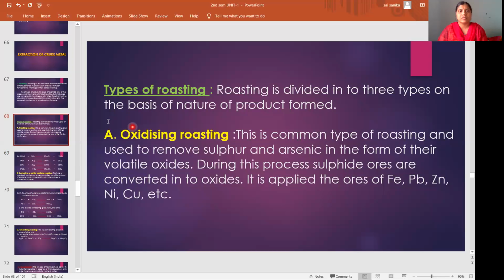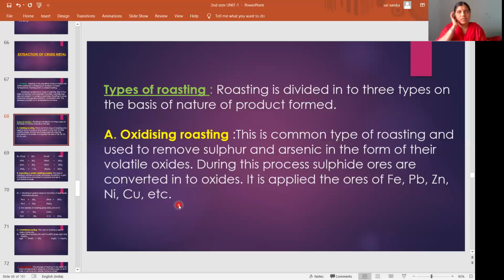The first one is oxidizing roasting. This is the common type of roasting and is used to remove sulfur and arsenic in the form of their volatile oxides. So why do we use this roasting? Whatever sulfur and arsenic is present in the ore will be removed in the form of volatile oxides, that means in gas form. During this process, sulfide ores are converted into oxides. It is applied to the ores of iron, lead, zinc, nickel, copper, etc.